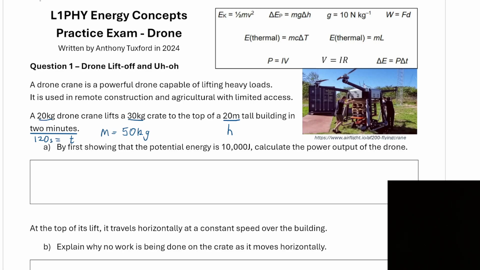So part A, by first showing that the potential energy is 10,000 joules, calculate the power output. So 2 parts. We need to calculate potential energy, and we know it's going to be 10,000, but we do need to show the steps. And then using that, we need to calculate the power output.